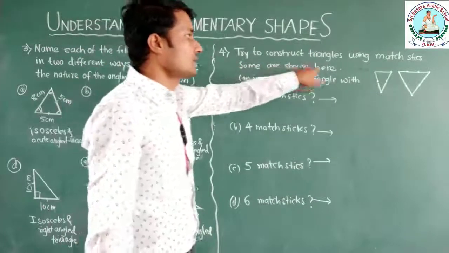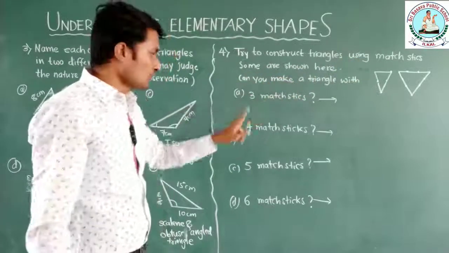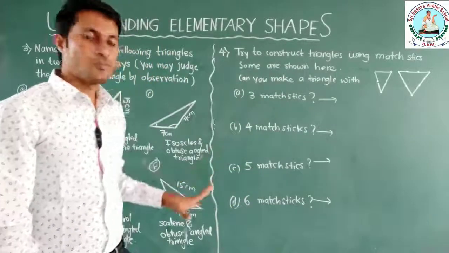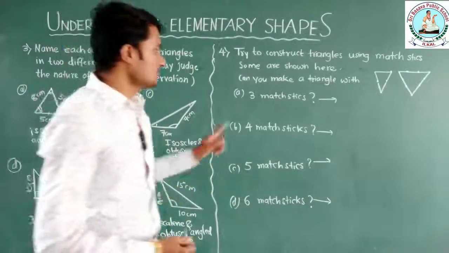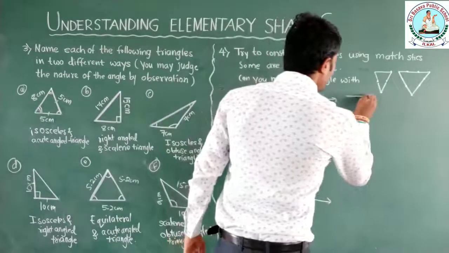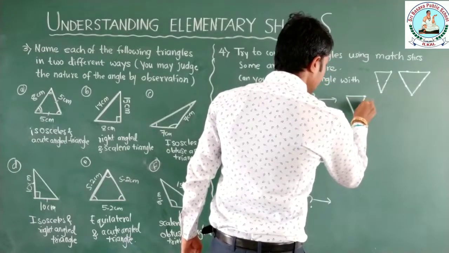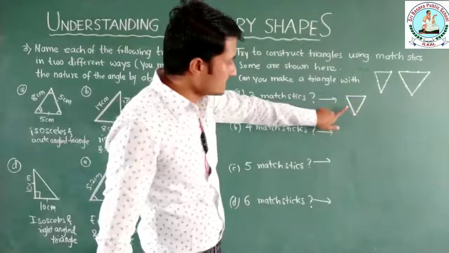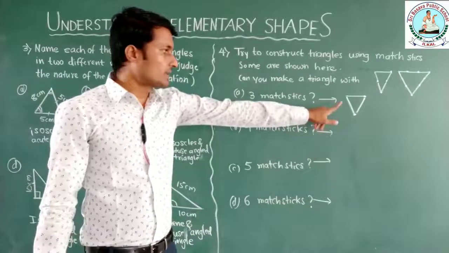Some are already shown here. And can you make the triangle with 3 matchsticks, with 4, 5, and 6 matchsticks? If it is not possible to make the triangle with these matchsticks, we have to give a proper reason. So first, let us try to make a triangle with 3 matchsticks. First matchstick, second matchstick, and third matchstick, which means with 3 matchsticks we can make the triangle.